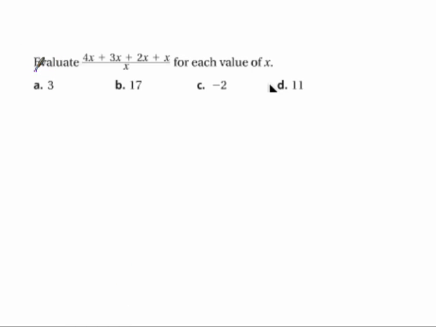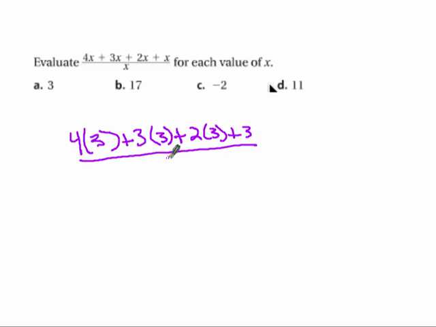This one actually does use the word evaluate, and all that means is for each value of x, I'm going to plug 3 in here. So 4 times 3, 3 times 3, 2 times 3, and then add 3. And then we still have to divide by 3 on the bottom. We could go ahead and simplify here, and this would be 12, and this would be 9, and this would be 6, and this would still be 3, and we're following order of operations by doing the multiplying first.